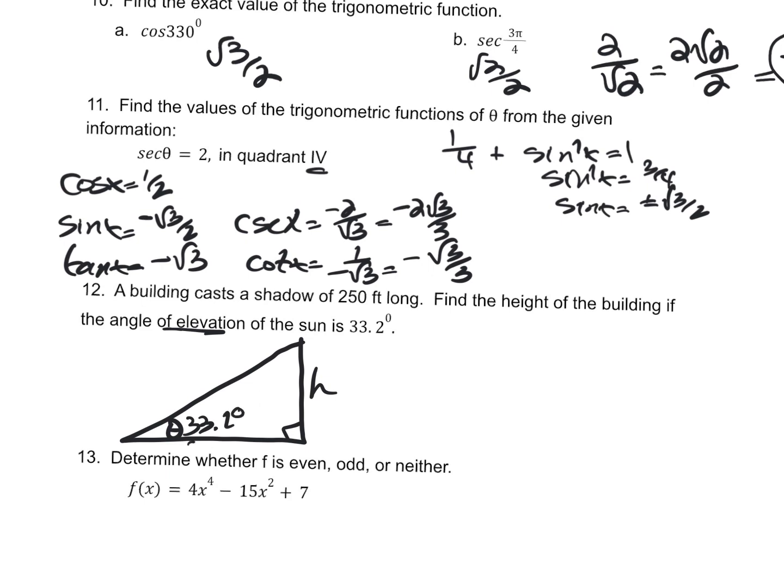Now, shadow, guys, is on the ground. Please don't forget where shadows go. They go on the ground. So if I'm looking at my triangle and my angle, I'm looking at the opposite and adjacent. So it's tangent. So I'm going to go tangent of 33.2 degrees equals the height over 250. And to work that out, I'm just going to multiply 250 times tangent 33.2.